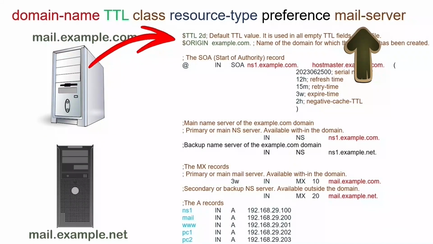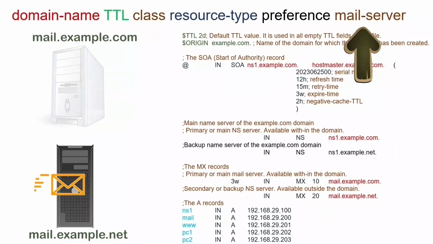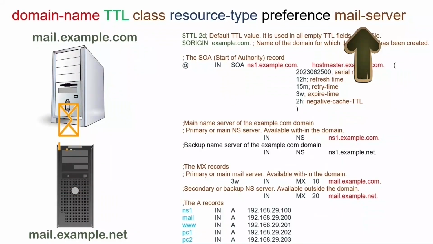Our primary mail server is available within the domain. Our backup mail server is available in the external domain. With this configuration, if the primary mail server fails, the backup mail server will receive mail for the domain and forward them to the primary mail server as soon as it comes online again. If the mail server is available within the domain, we also need to add a host record for it. For example, this mail server is available inside the domain. Therefore, we need to add a host record for it.